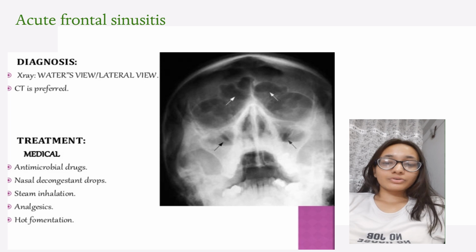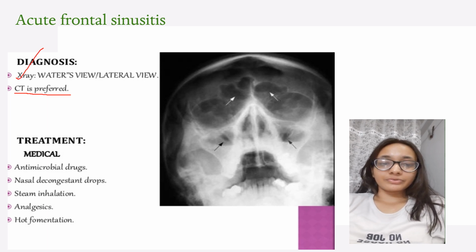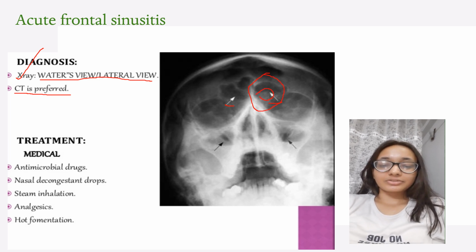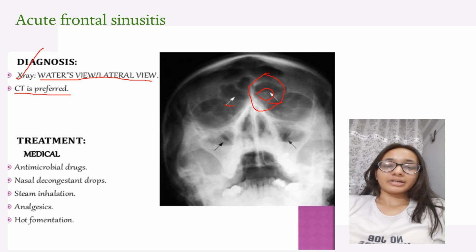When we go to its diagnosis part, we see that CT scan is always the preferred one, but we can also see a Waters view or a lateral view for frontal sinusitis. In this figure or X-ray, you can see these white arrows which are pointing towards the frontal sinus. On the right side, you can see a haziness, like there is a demarcation in this. So you can say there is a right side frontal sinusitis.